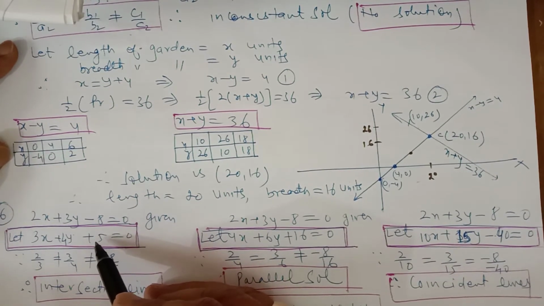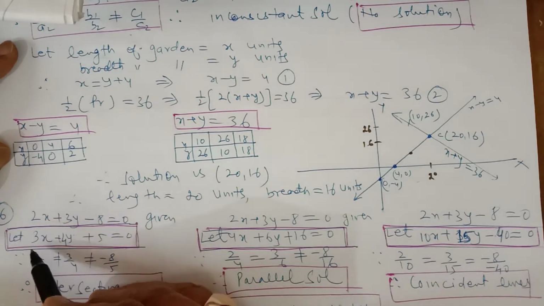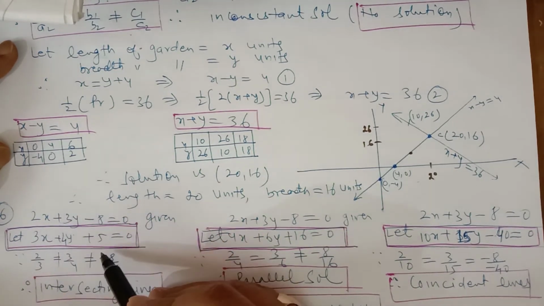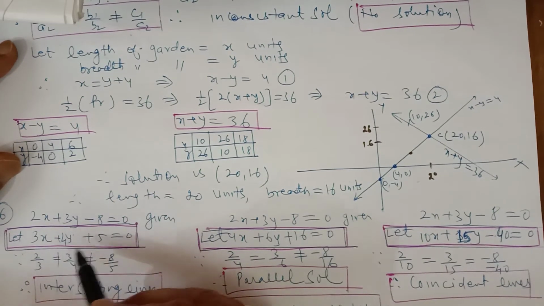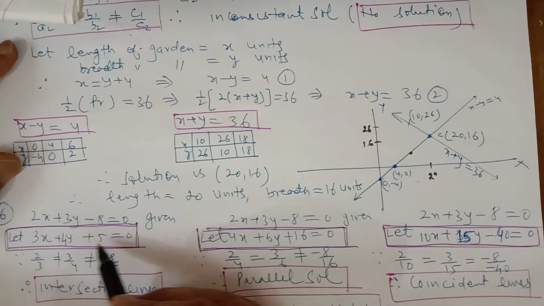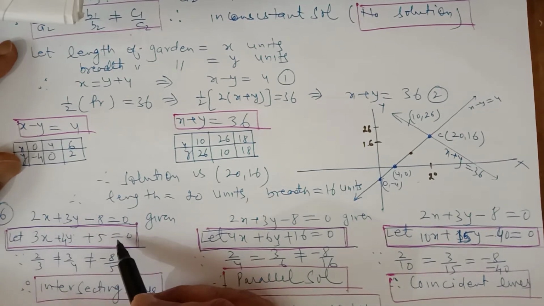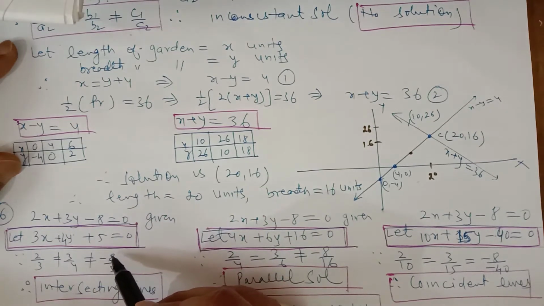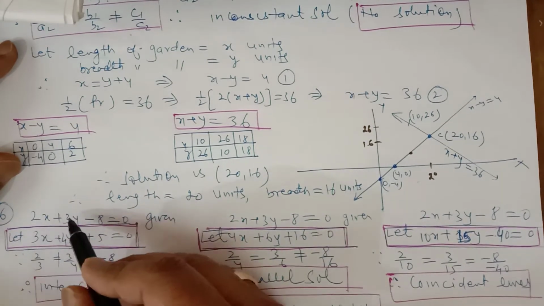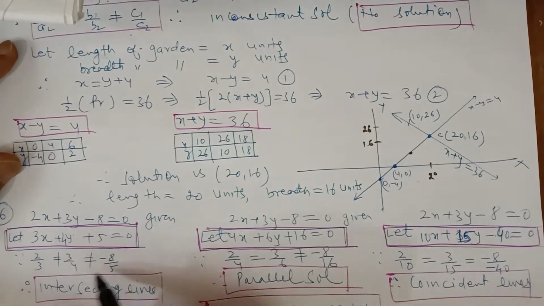So you write an equation in two variables so that a1 upon a2, b1 upon b2, c1 upon c2 are not equal to each other. I've taken an example as 3x plus 4y plus 5 equal to 0. This answer can vary. You can take your own equation so that a1 upon a2, b1 upon b2, c1 upon c2 are not equal. So I've taken 2 upon 3, 3 upon 4, minus 8 upon 5, which are not equal to each other.